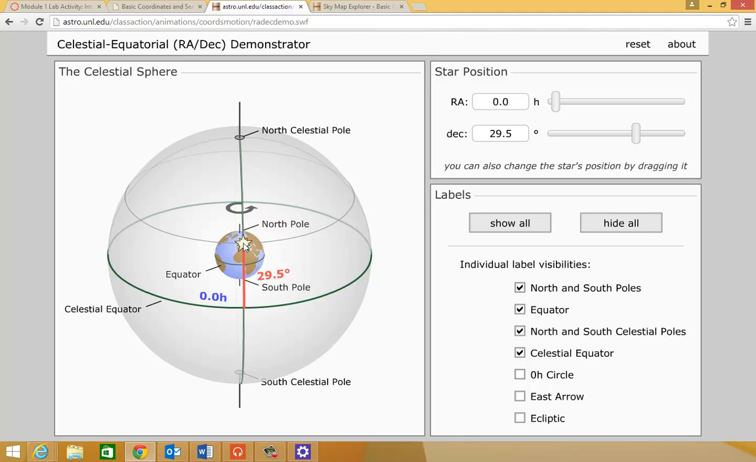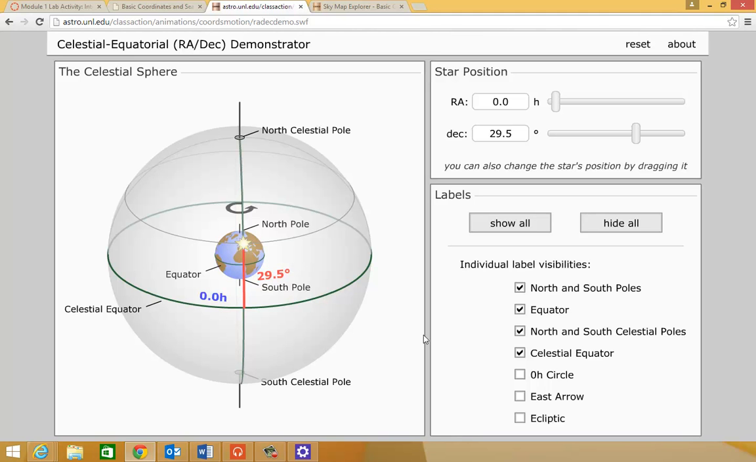So in this case, this star is 29.5 degrees above the celestial equator, or we would say positive 29.5 degrees declination. But the problem is, just giving that value does not pinpoint this particular star, because we could choose any star along this gray circle, and all those stars would have the same declination value. They'd all be the same distance above the celestial equator. We need some more information. We need another coordinate, and that coordinate is what's called right ascension.